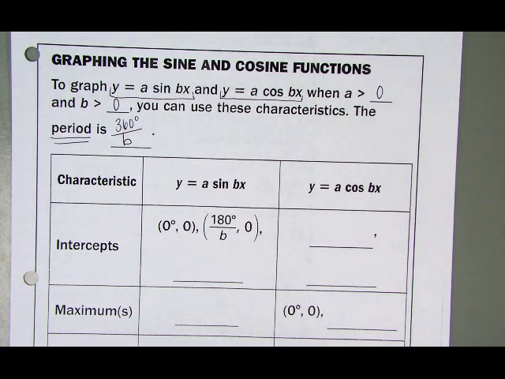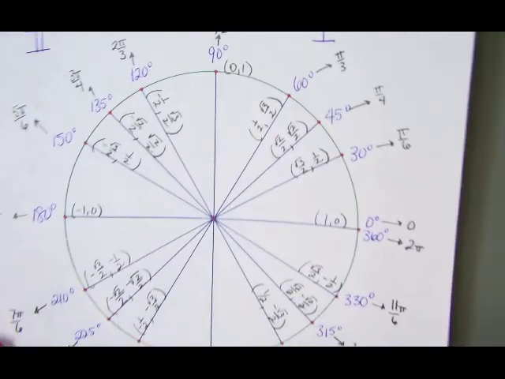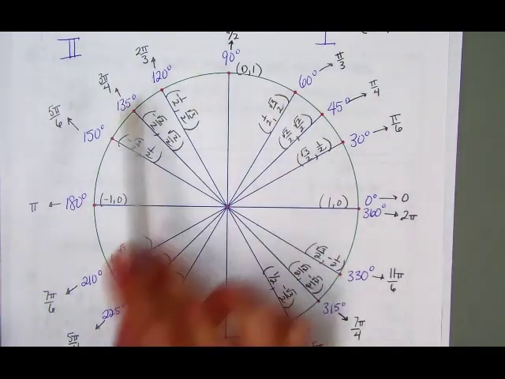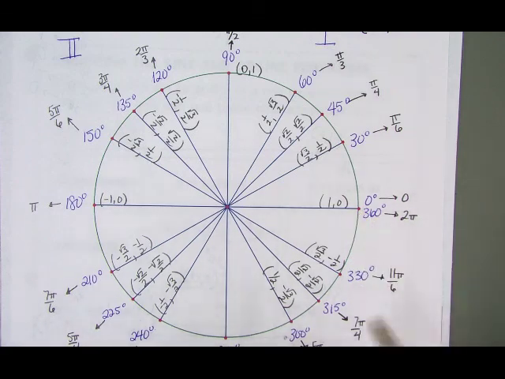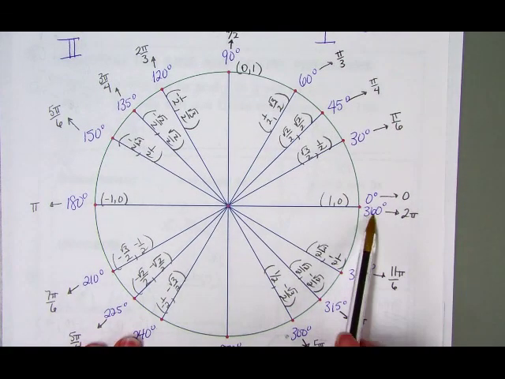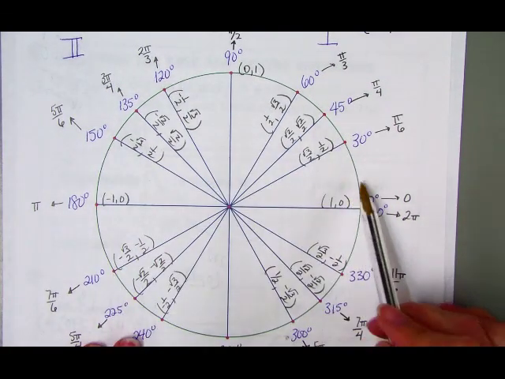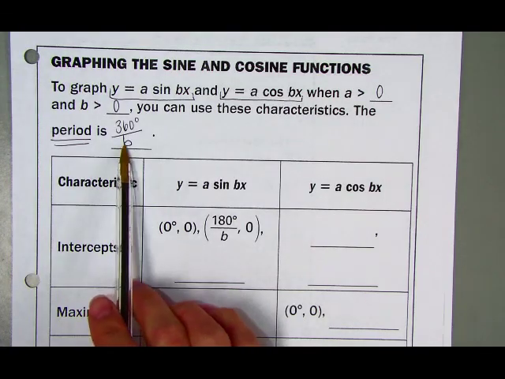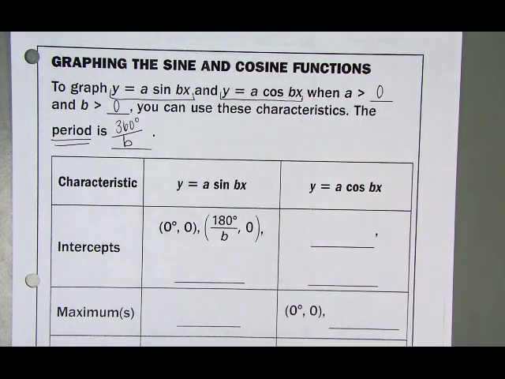But the idea is that since one full period is one full circle around our unit circle, and since our unit circle is 360 degrees, one full circle around is 360 degrees, we can take that value, the fact that one period is 360 degrees, divide it by our b value, and we can find the period of that sine and cosine function.